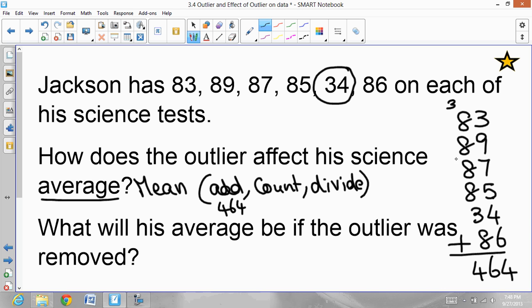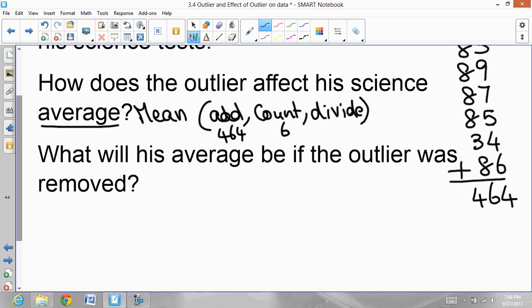And now count. So he has 1, 2, 3, 4, 5, 6. So he has 6 tests, and the last step is divide. So let's take your 464 and divide it by 6. 6 cannot go into a 4. 6 goes into a 46 7 times. 7 times 6 is 42. 46 minus 42 is 4. Bring the 4 down.